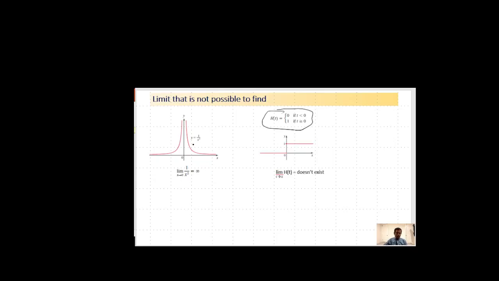Another scenario where the limit is not possible is when it's tending to infinity. In this case, x is approaching 0 and the function is 1 over x squared, and the graph is like this. When x approaches 0, it goes to infinity. Some people might say that on both sides the value is infinity, so the limit is infinity. But infinity is not a number. It's not a definite number. So that's why this limit is not possible.